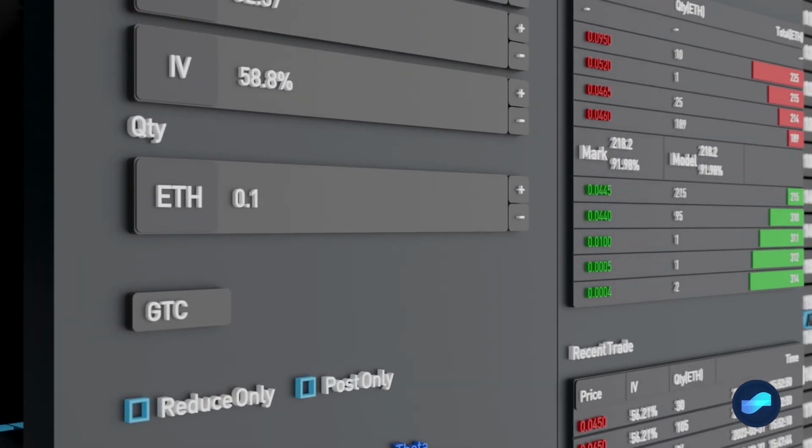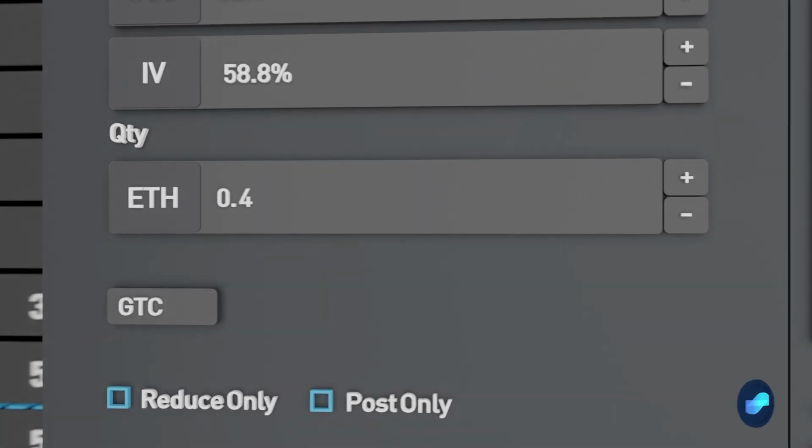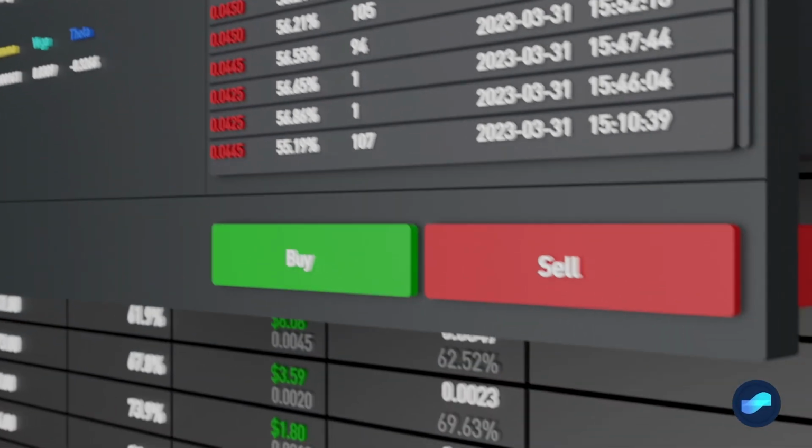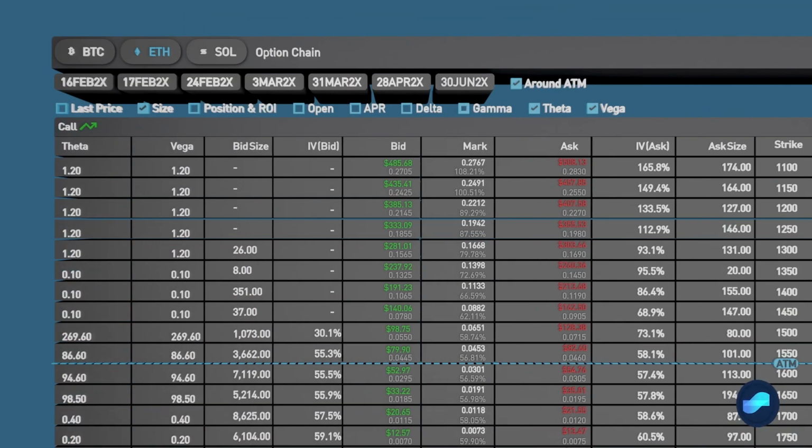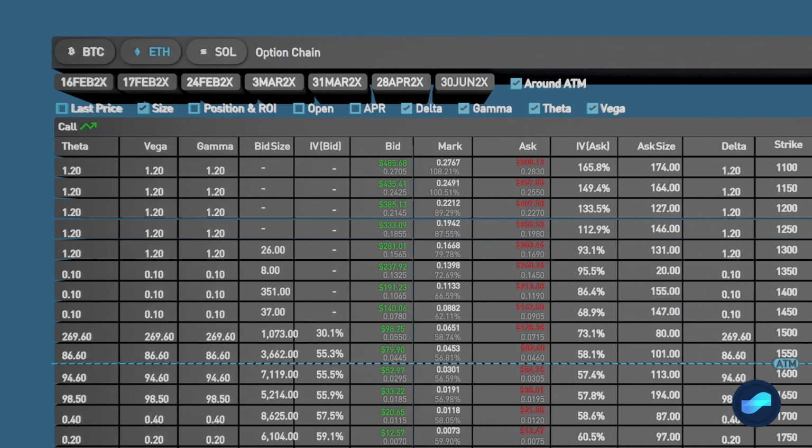After considering the information shown, you can enter the price and quantity of the options you want to buy or sell right away. Back in the option chain itself, you can also toggle through various other values and information such as APR and different Greeks.